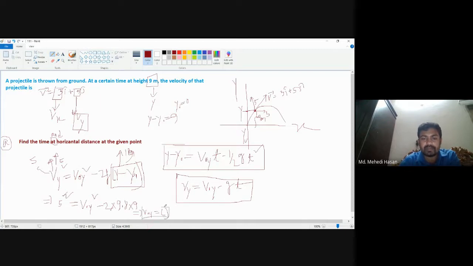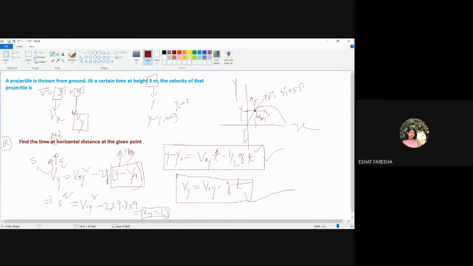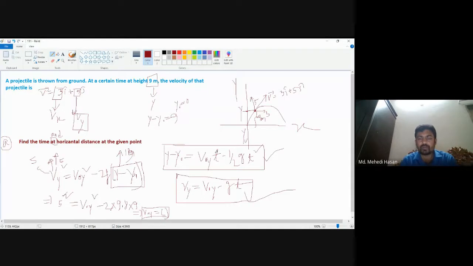After finding this v naught y, if you put the value of v naught y in that equation or in that equation, you will get the result of time. বুঝতে পারছো এটা? Yes. কারো কোশ্চেন থাকলে বলতে পারো তোমরা। Okay, so this is the way to calculate the time.